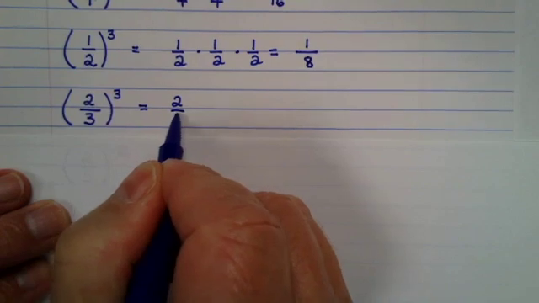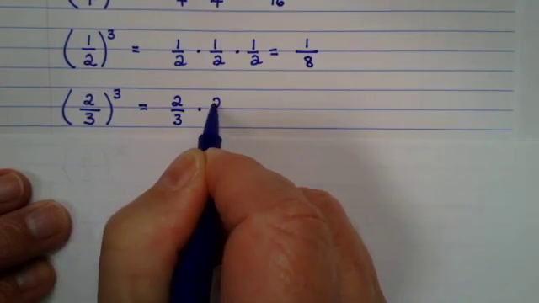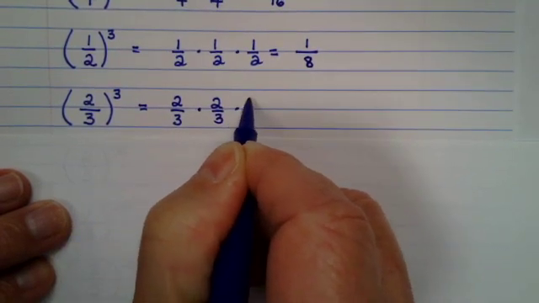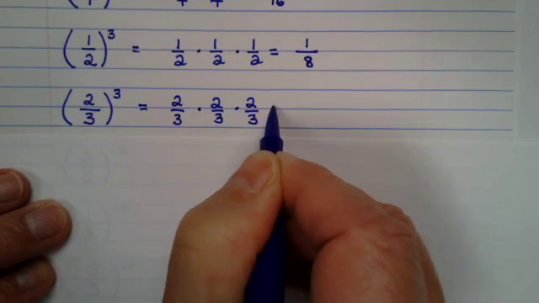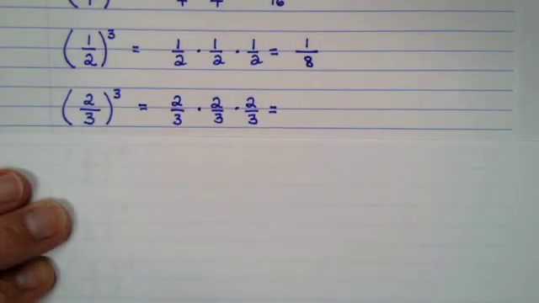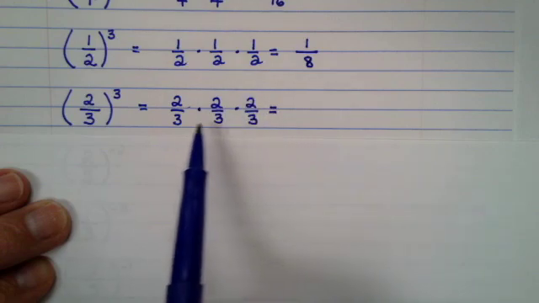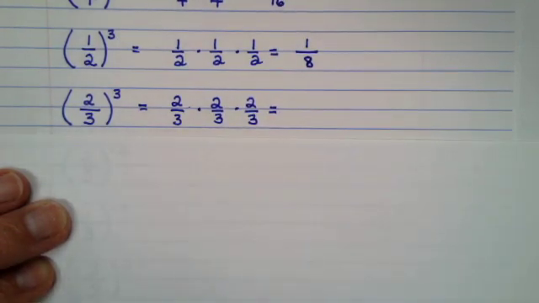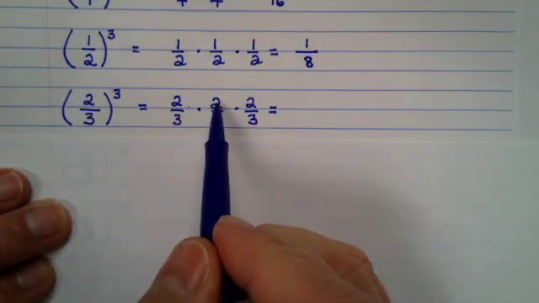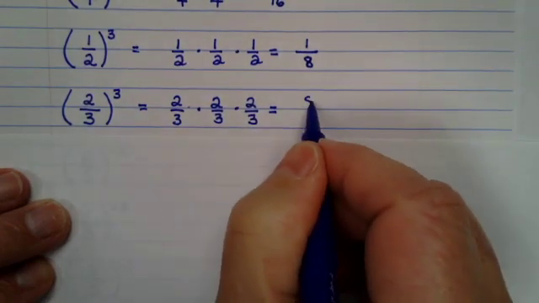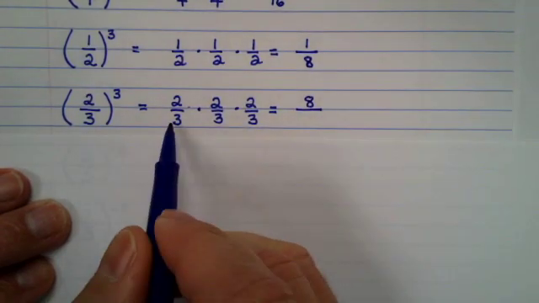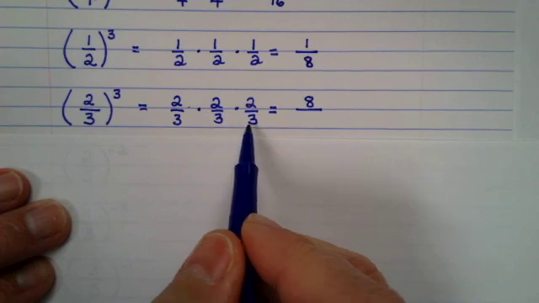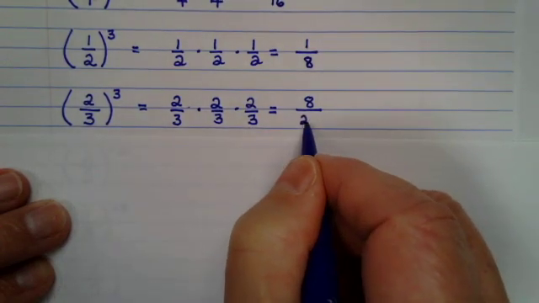Next example. The exponent tells us how many times we multiply something to itself. This is 2/3 times 2/3 times 2/3. Again, the way you multiply fractions together, you multiply the top numbers together, you multiply the bottom numbers together. 2 times 2 is 4, times 2 is 8. 3 times 3 is 9, times 3 is 27.